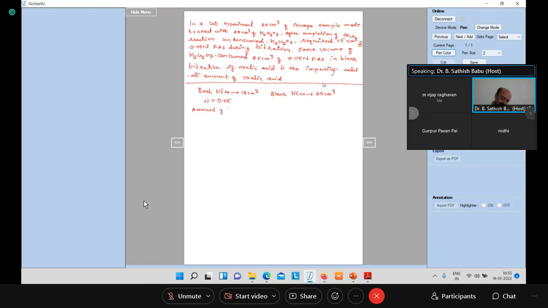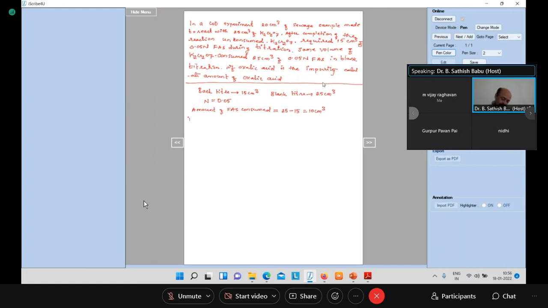So how much amount of FAS is consumed now? Amount of FAS consumed is equal to 25 cm cube minus 15, so this is equal to 10 cm cube. 10 cm cube of potassium dichromate is consumed for the oxidation of this impurity present in this water sample. What is the impurity they have mentioned? Oxalic acid. Okay, only oxalic acid. That is in terms of FAS. Now you can write the equivalence.